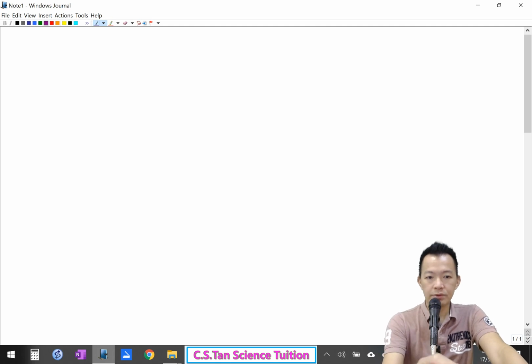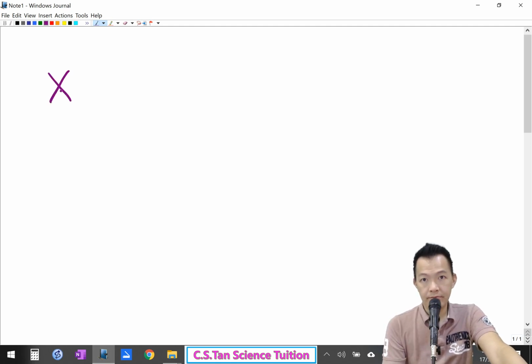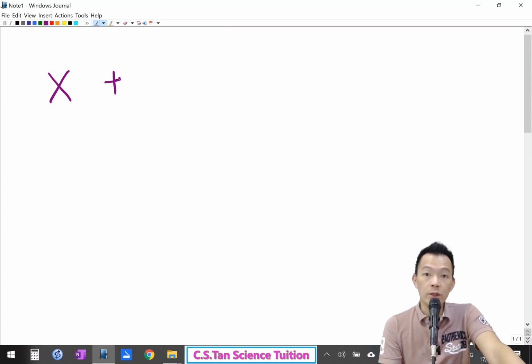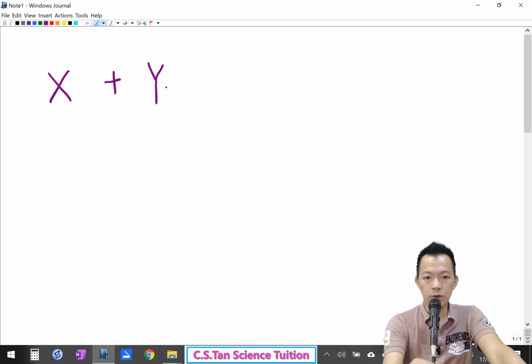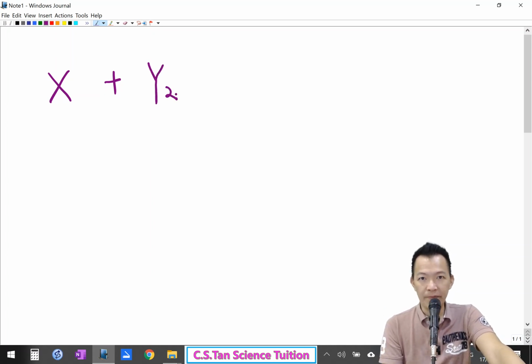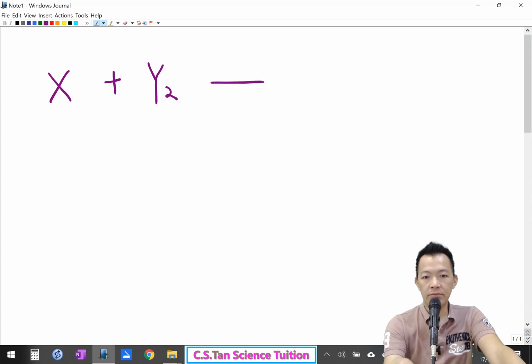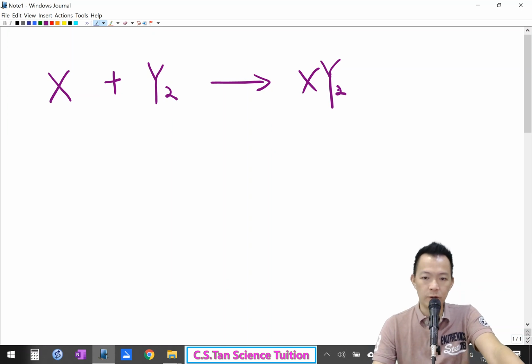So write the chemical equation. Okay, X, this is magnesium atom, 金属来的. So I write it as atom, reacting together with chlorine gas. Chlorine at room temperature must be Y2, a diatomic molecule, and finally becomes the compound called XY2, 就变成一个 compound XY2.